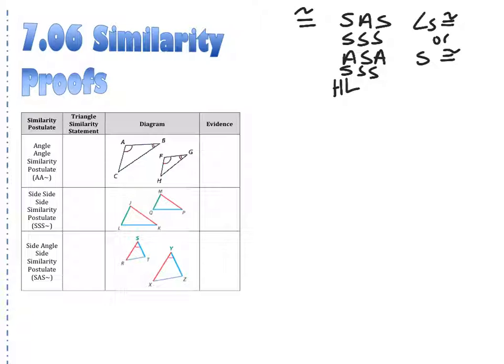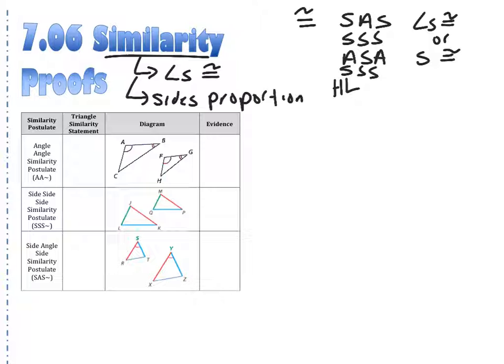When we talk about similar triangle proofs, we're going to be trying to prove two different things. We're going to be trying to prove either angles are congruent, but in similar triangles, sides are not congruent. Sides are proportional. So those are the two things I'm going to be trying to prove.